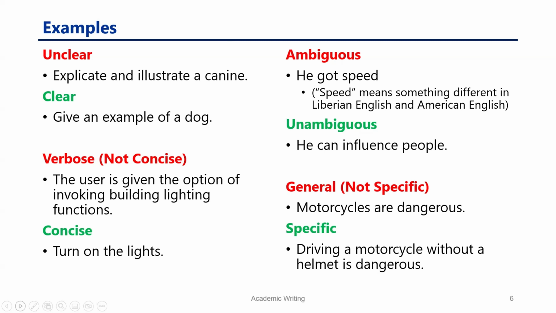Another problem we need to avoid is being general. Motorcycles are dangerous. That's a very general statement. It makes you wonder, why are they dangerous? In what ways are they dangerous? An example of being specific is driving a motorcycle without a helmet is dangerous. Now we know at least what about it is dangerous.